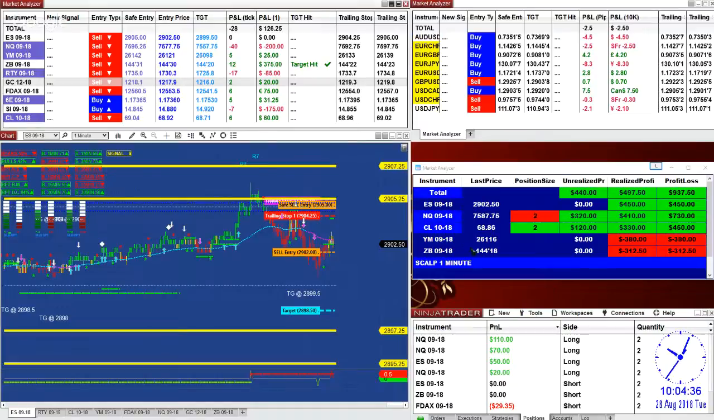This blue market analyzer is your scalper, and you can see also on the controller, the NinjaTrader 8 controller, those are your swing trading. It is a totally different system.